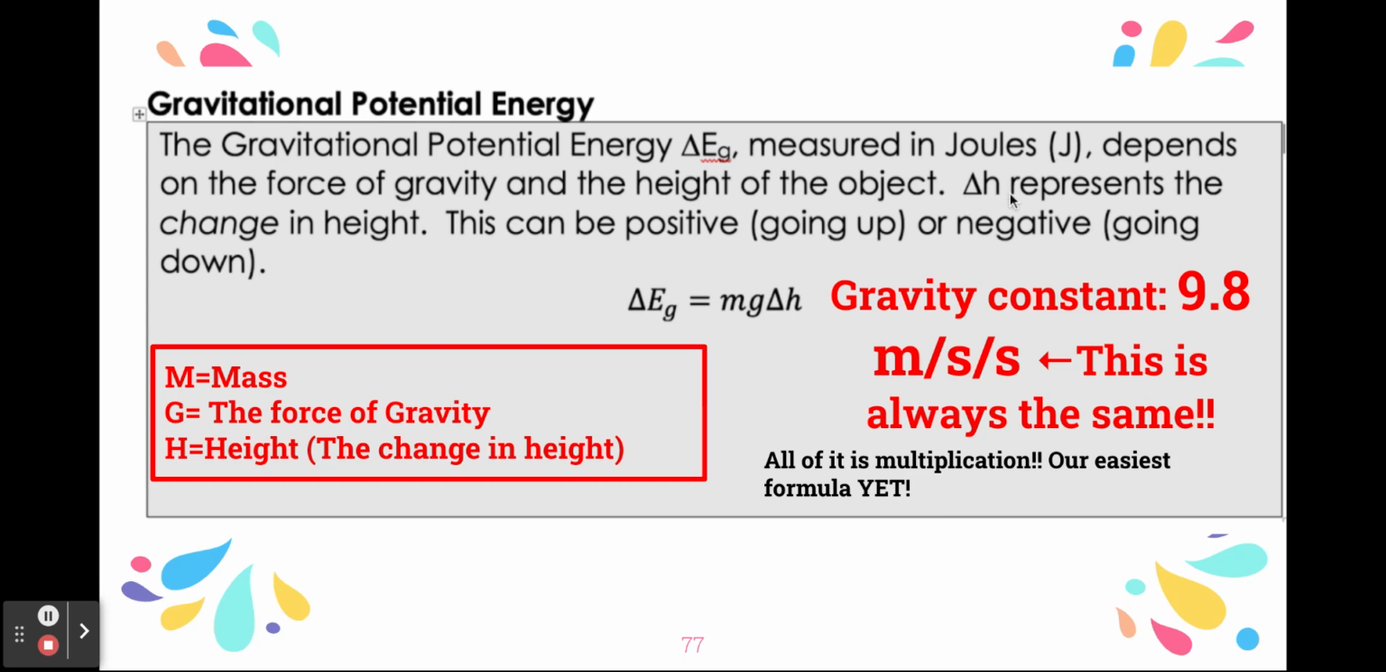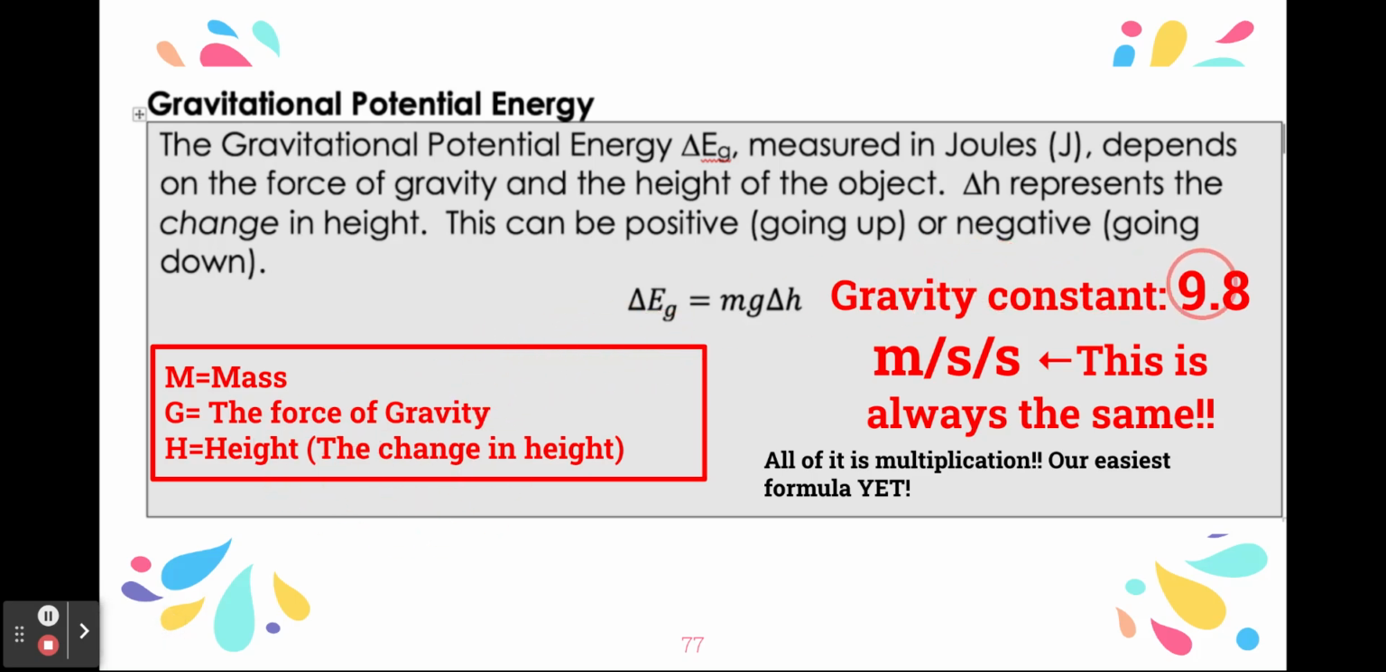The change in h represents the change in height. This can be positive going up or negative going down. You could do this formula in a couple ways when we talk about changing the height of something. You can calculate and just subtract the heights, or you could calculate it twice, as I'm going to show you.